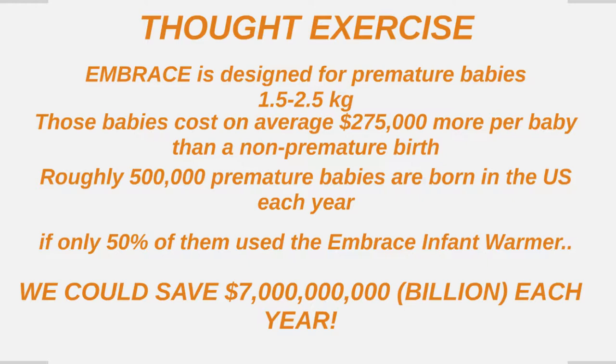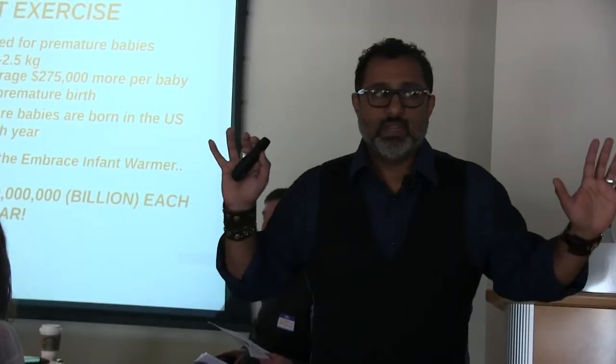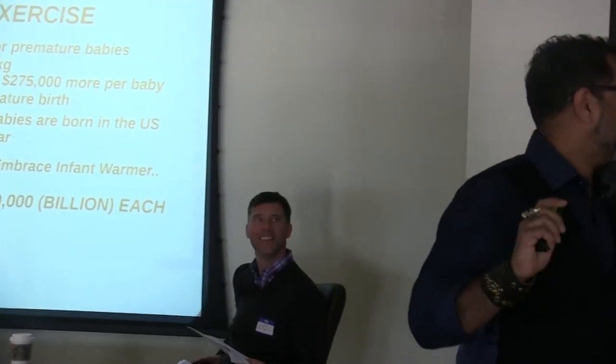In the U.S. alone, there's about 500,000 babies born prematurely each year. If only half of them use this solution versus our current solution, which is a hospital stay and an incubator and all this other stuff, if you only found half of them appropriate for this type of treatment, any idea what our cost savings would be? $7 billion each year. I don't know about you, but I could use $7 billion. I've got a lot of things I could do with $7 billion.